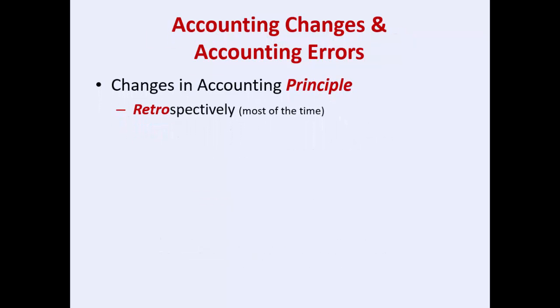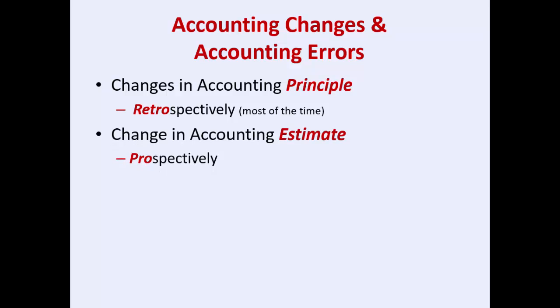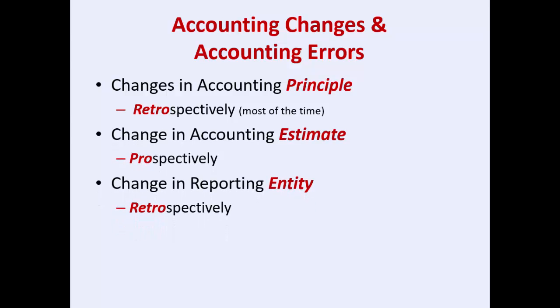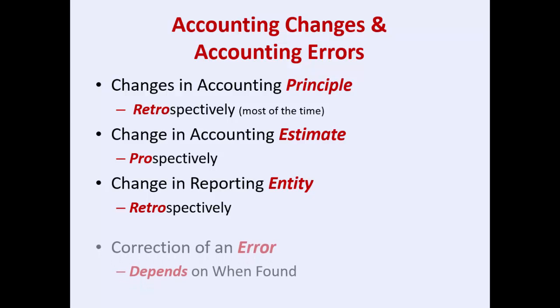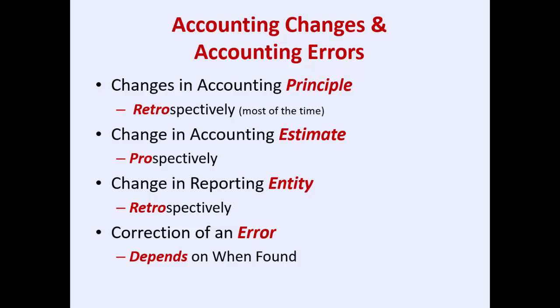In general, changes in accounting principle are handled retrospectively. Most of the time, there is an exception. Changes in accounting estimate are always handled prospectively. Change in reporting entity, those are always retrospective. Those are the main rules. And an error, well, it's going to depend on when you find it. Did I make the mistake this year, or did I make the mistake last year?